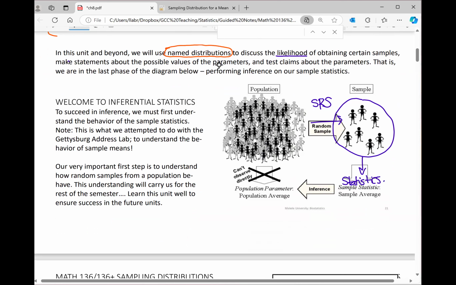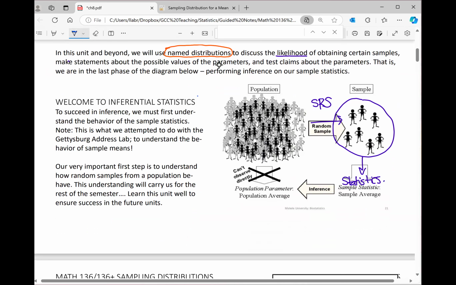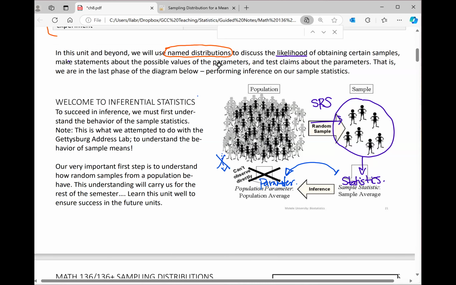Now, if you can understand how likely a statistic is, then that allows you to cross this bridge here, where we go from our sample to being able to say something about the population parameter. And remember, we never really observed a parameter. Going from a population to computing the parameter was a prohibitive endeavor because it would be very time consuming, very expensive, or not possible at all to examine every individual in a population.